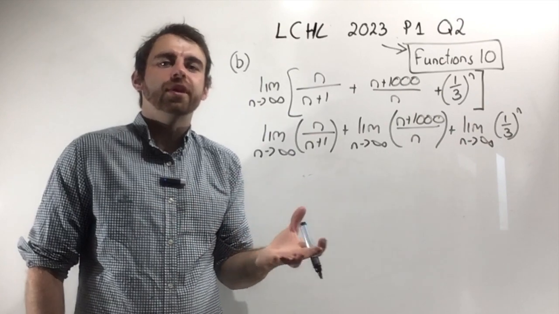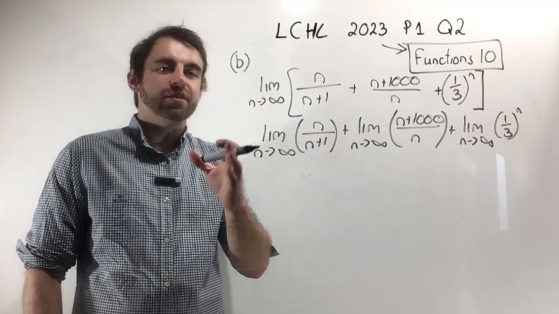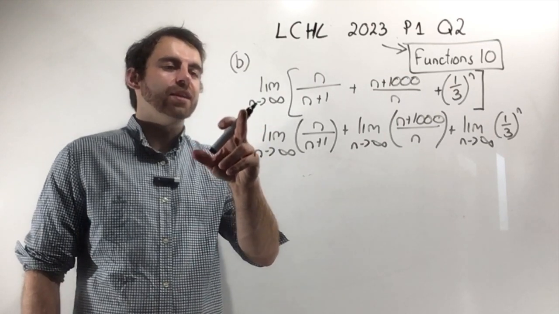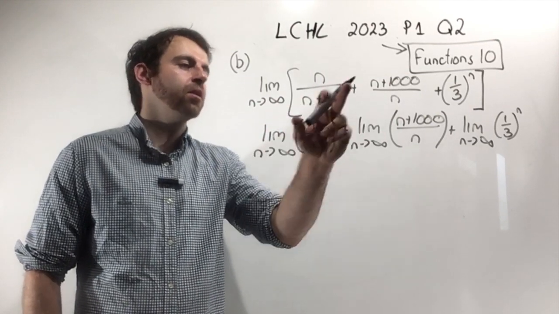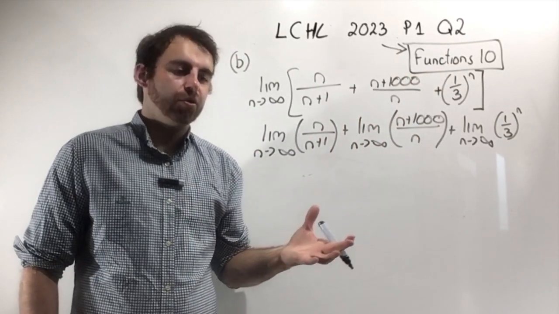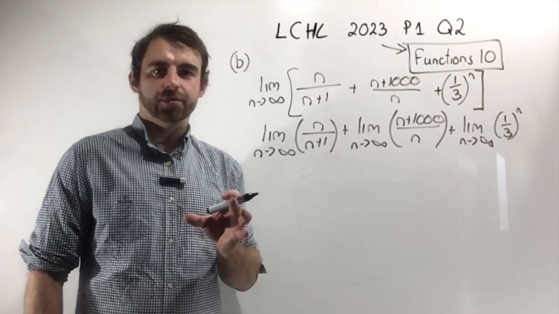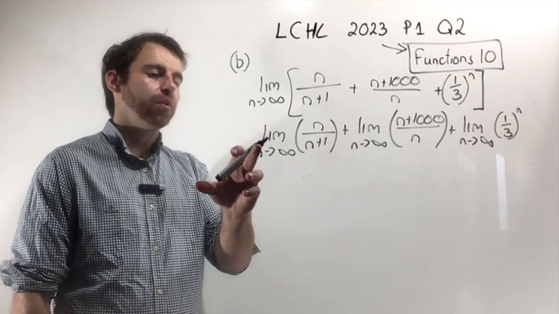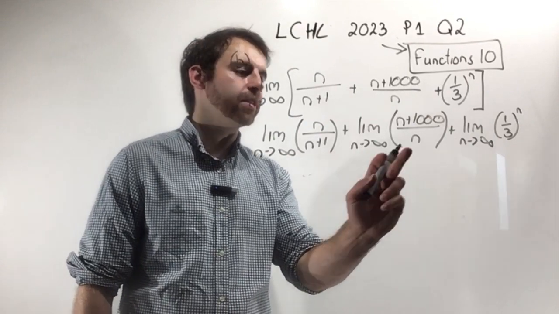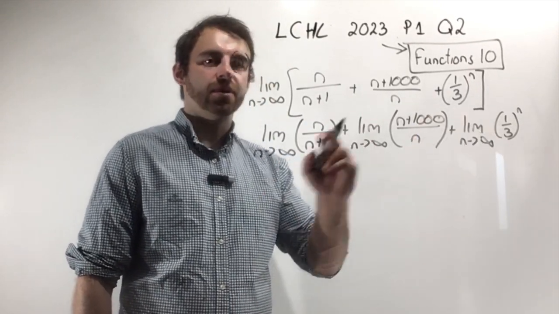The stuff we've covered that relates to this is essentially that there are a number of rules you can apply to limits. And in this case, if I have the limit as n approaches infinity of this fraction plus another fraction plus another fraction, I can just split it into 3. And that's the easiest way to deal with this question. I've split this up. I want the limit as n approaches infinity of the first fraction, then the same thing of the second fraction, then the same thing of the third fraction.